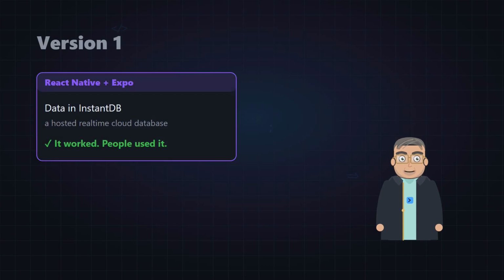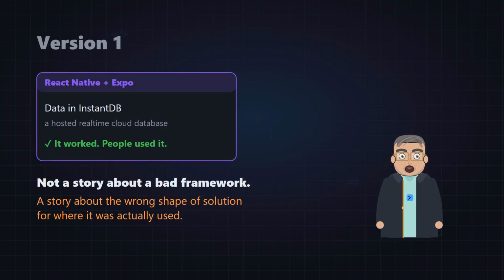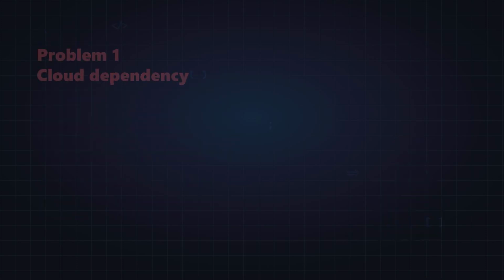Now, version 1. This was built in React Native, using Expo, with the data living in InstantDB, which is a hosted real-time database in the cloud. And I want to be fair to it. It worked. It genuinely did the job. People used it. So this is not a story about picking a bad framework. It is a story about picking the wrong shape of solution for where the app was actually going to be used. 2 problems killed it.